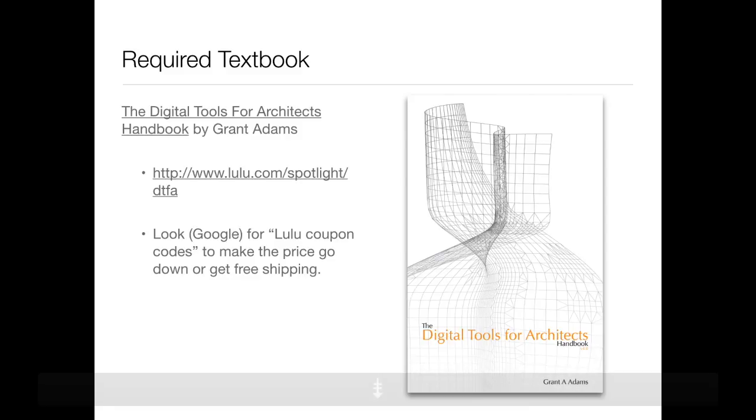So there is a required textbook for the class. Right? It's the Digital Tools for Architects Handbook. If you bought it before, it's the same book. So you don't have to buy it again. Life is good. Okay? If you haven't, it's available through an online publisher. It's not available in the bookstore.